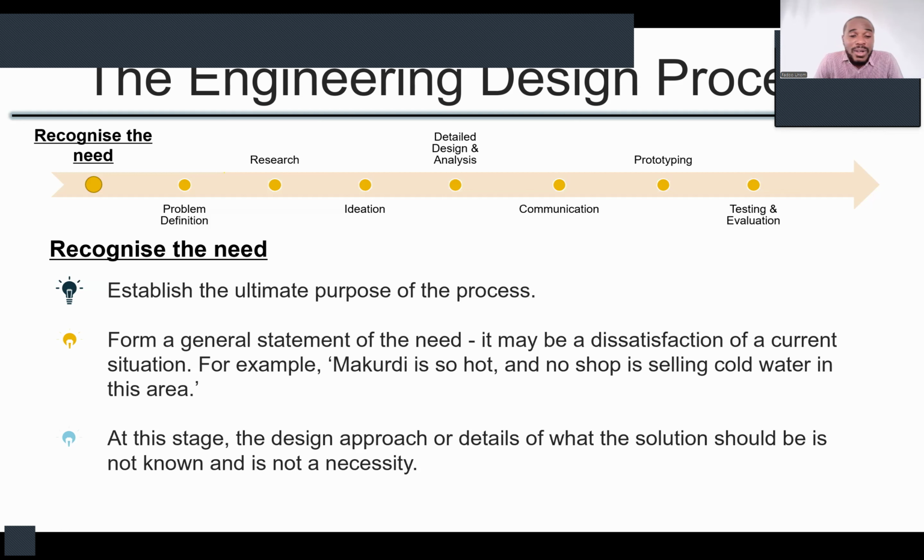For example, Makurdi is terribly hot. So let's say where you are living, one of the days you get frustrated because you are really thirsty and hot water is not cutting it, right? And you're looking for where to get cold water and you can't find. That becomes a problem. There's a need there. There is a need for cold water where you are. So an example of a general need statement is what we have put there. Makurdi is so hot and no shop is selling cold water in this area, right? Just state your need. So that's the essence of this.